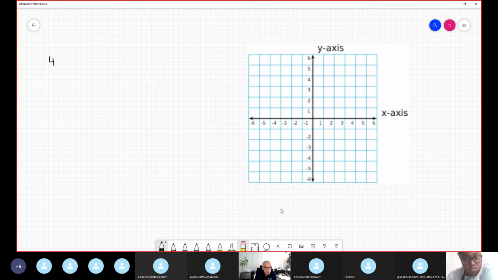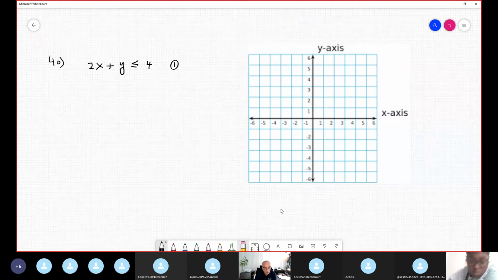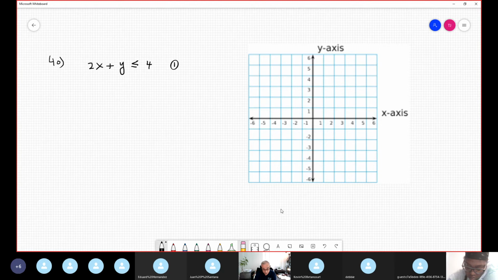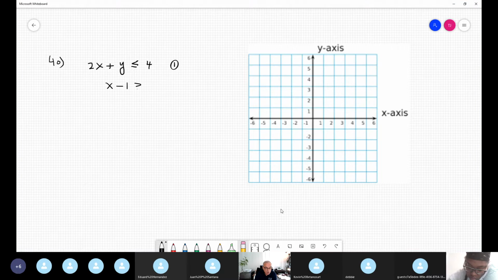Suppose the example 40. The example 40 is 2x plus y less than or equal to 4. This is inequality number 1 in 2 dimensions. How do you know it's 2 dimensions? Because we have 2 variables, x, y. Therefore, we have 2 degrees of freedom. And the graph of this in the plane is a region. Okay? And x minus 1 greater than or equal to 0.